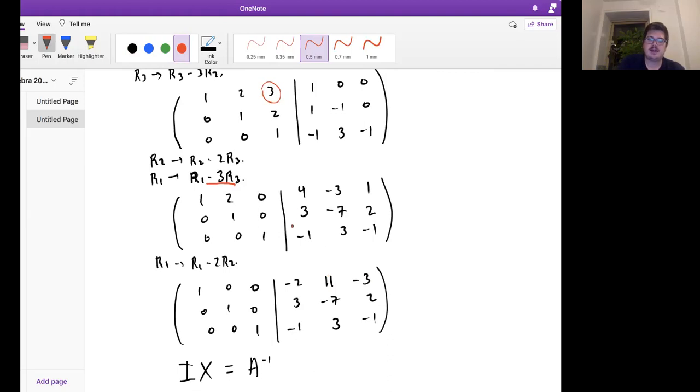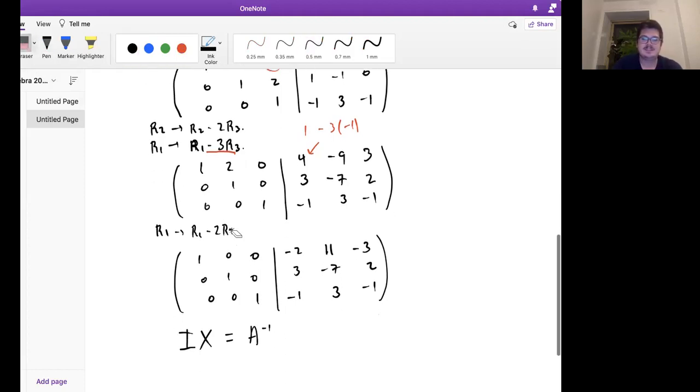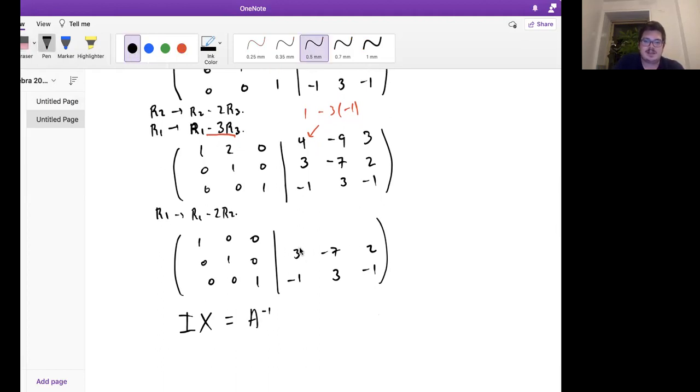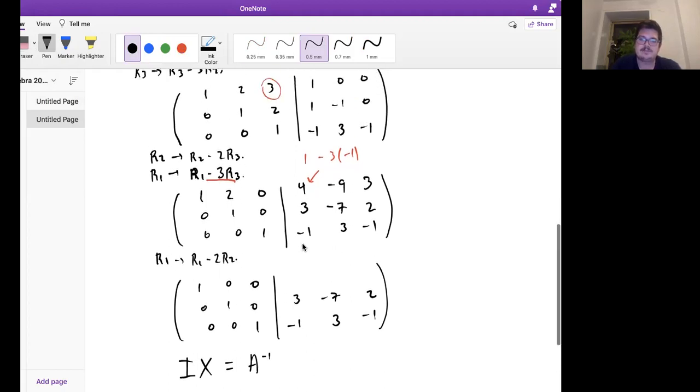Yes, so that is doing, so row 1 is, so I have 1 minus 3 times negative 1 in the first position. And that makes 4. Second position, oh. Okay, so this is negative 9 and positive 3. Okay, so that's wrong. Thank you. Okay, so the rest is okay, right?